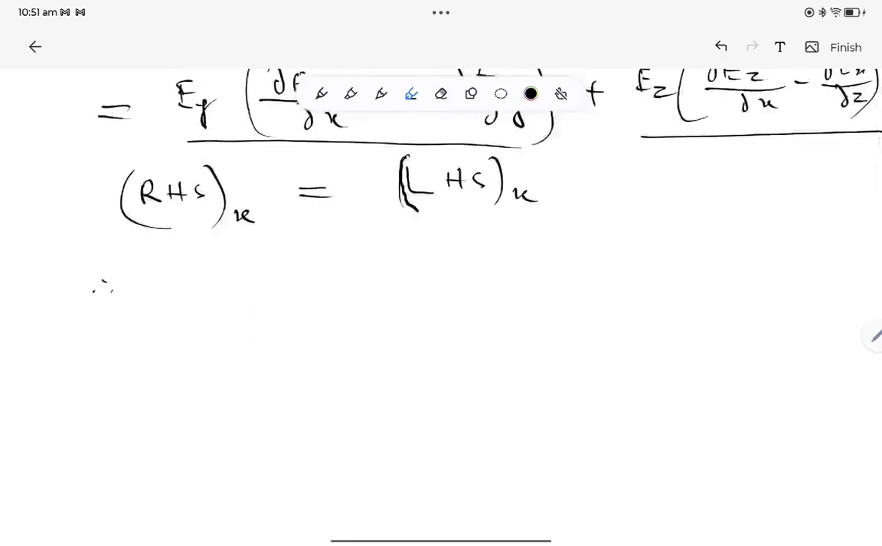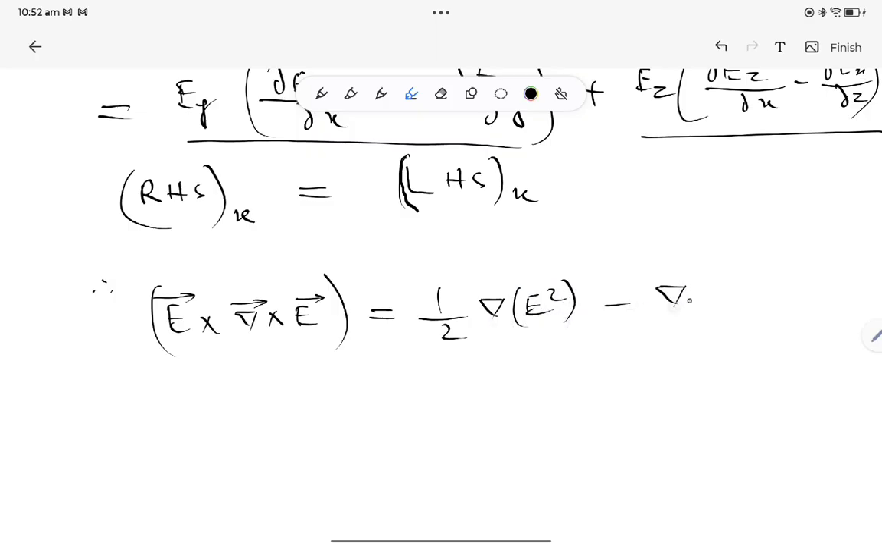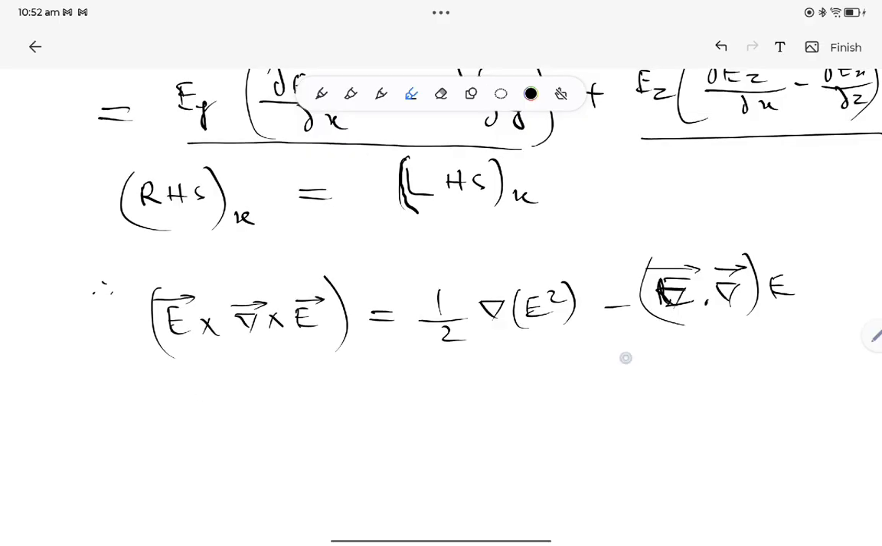Therefore, we have established this identity: E cross del cross E is equal to 1 by 2 del E squared minus E dot del E. This is that vector identity which I was speaking about. This we will be using in the Maxwell stress tensor.